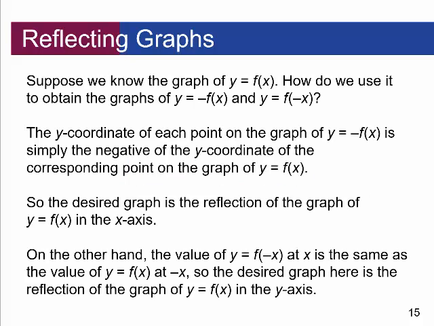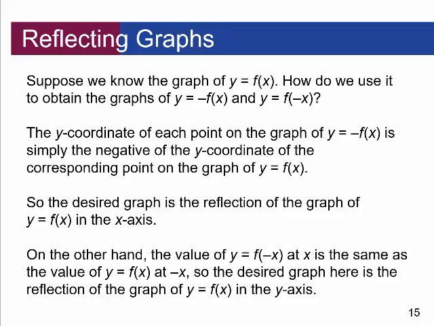Suppose we know the graph of y is equal to f of x. How do we use it to obtain the graphs of y is equal to, now I'm negating f of x, so minus f of x, and y is equal to, now inside parentheses, f of negative x? All right, the y-coordinate of each point on the graph of y is equal to negative f of x is simply the negative of the y-coordinate. So when you have this case, the desired graph is a reflection of the graph in the x-axis. So it's going to take the graph and flip it upside down.